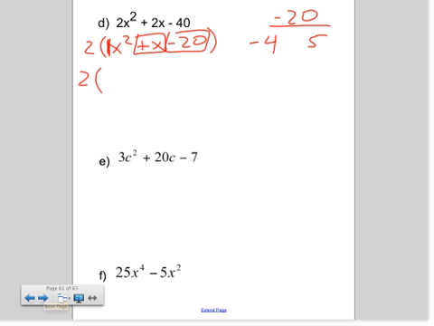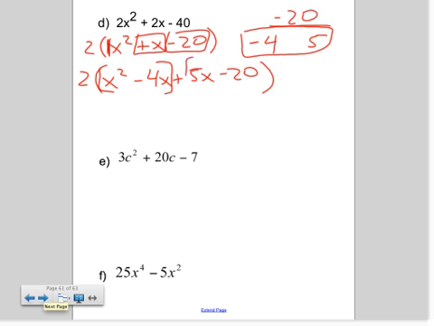So long story short, we're going to use these 2 numbers to rewrite the middle term. So I have 2 times x squared minus 4x plus 5x minus 20. Okay, and now I got a group here, so group the first 2 terms, group the second 2 terms. So the 2 is along for the ride. He's just going to stay out in front the whole time. I look at this first group. I can factor out an x, and I'm left with x minus 4. I look at the second group, I can factor out a 5, and I'm left with x minus 4.